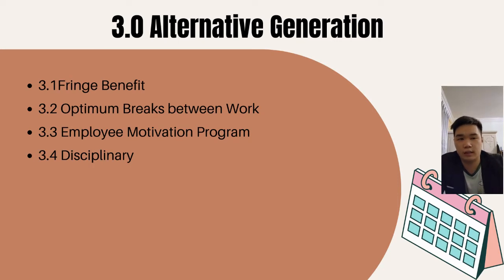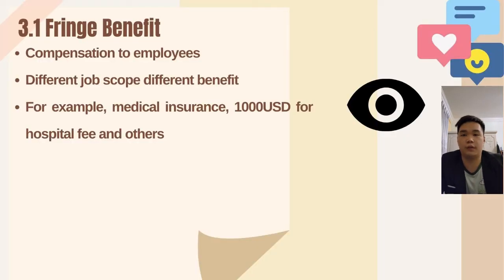Hi, it's me again. So I will talk about 3.0 alternative generation. There will be four points. The first one will be 3.1 fringe benefit. The second one is 3.2 optimum breaks between work, the third one is 3.3 employee motivation program, and the last one, 3.4, is the disciplinary. Alright, let's go into 3.1 fringe benefit.